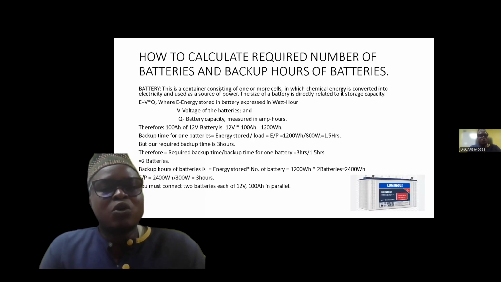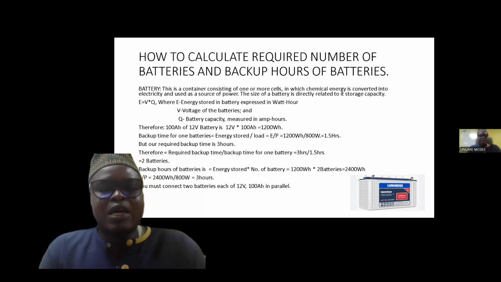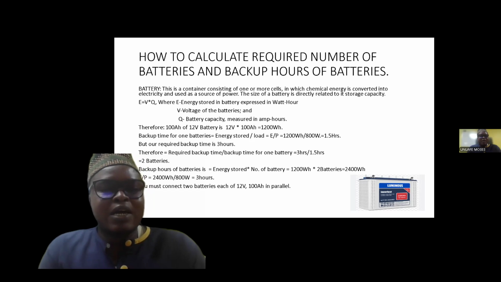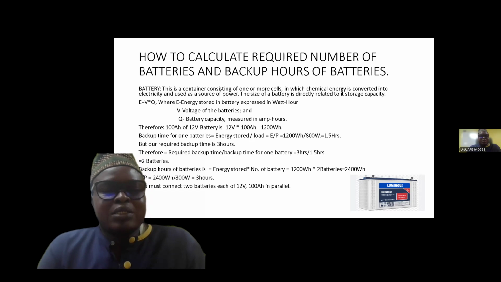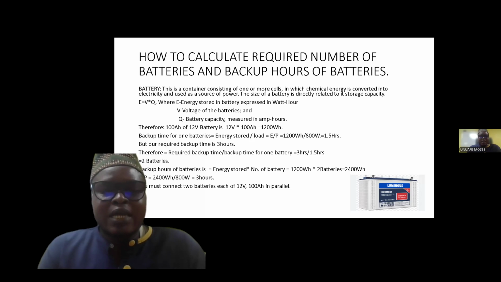Now, there is a need for us to also know how to calculate the required number of batteries and backup hours of battery. And for us to do this, we need to know what a battery is. A battery is a container consisting of one or more cells in which chemical energy is converted to electrical energy, serving as a source of power. The size of a battery is directly related to its storage capacity. And this storage capacity is the energy stored in the battery, which is the voltage of the battery times the battery capacity. And for us to know the energy stored in the battery, we multiply the voltage of the battery times the battery what?